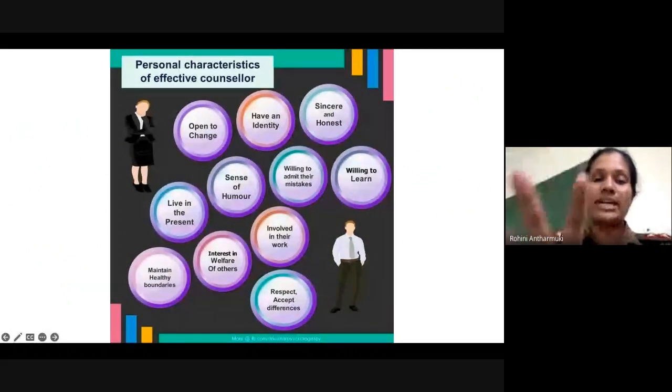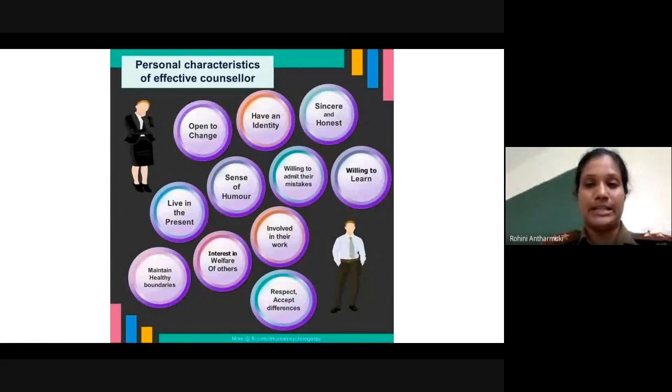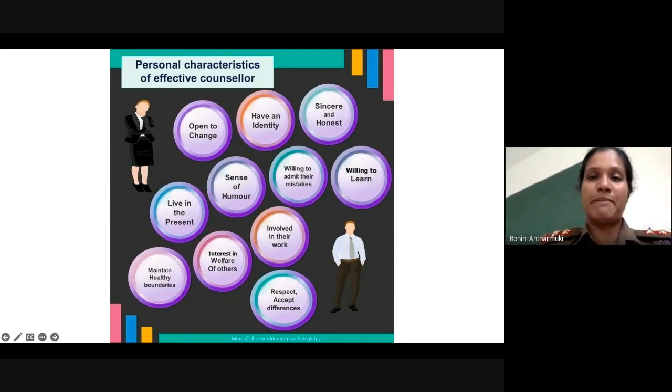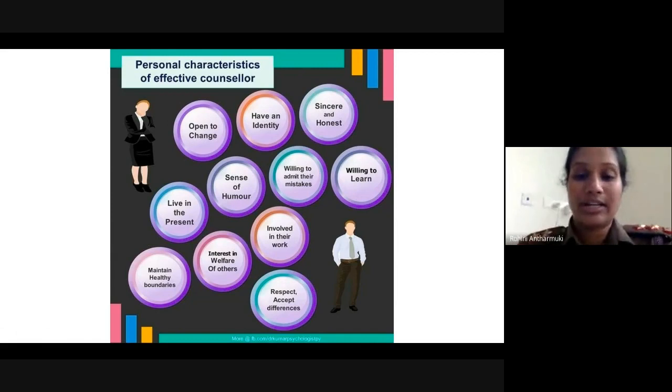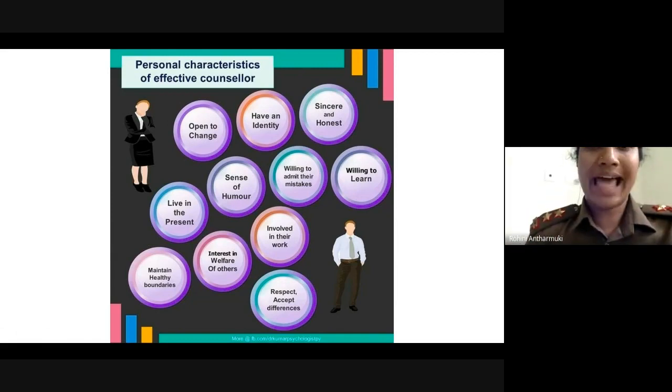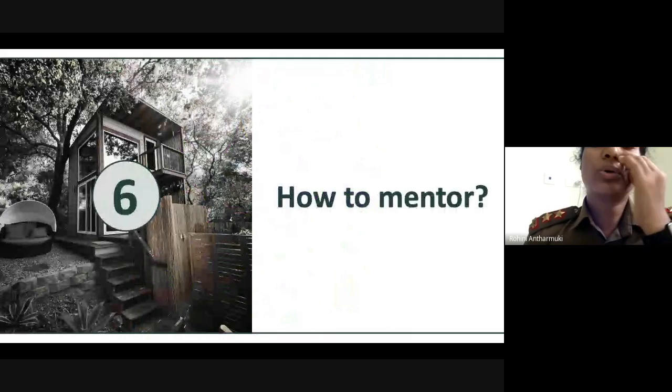You should not be imposing your opinion on someone else. Okay, you should allow them to speak out, even if they have committed a mistake, and you should accept it, respect it, and leave it, right? And you also have to be sincere and honest. Maybe as a counselor you've been paid. Just because you've been paid, if you're not being sincere and honest, I'm sorry, you're not a good counselor, right? So these are some of the qualities which you will have to implement, or like have.